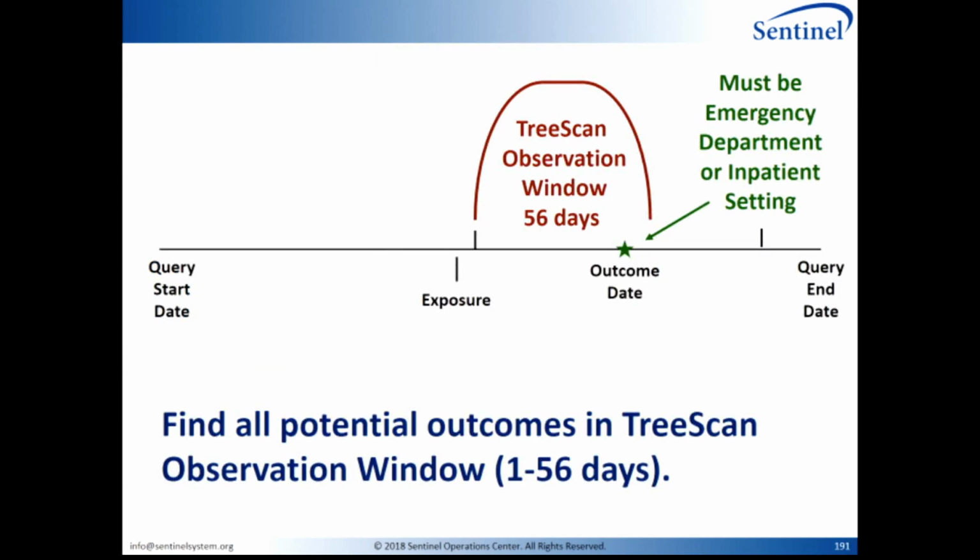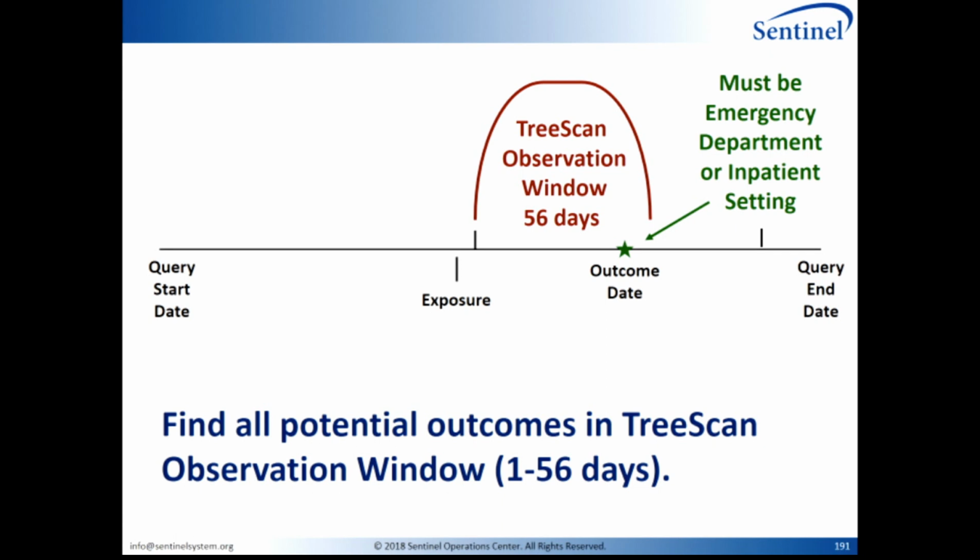Then we're going to detour a little bit from the design that we talked about earlier with Justin, because in TreeScan, what you actually do is look for an observation window, which is an amalgamation of both your risk and control windows. You just put it all together and specify the start point and the end point. In that window, you're going to pull out any outcome that you define in whatever setting you want. We define the emergency department or the inpatient setting as a proxy for something serious, but you can use any setting you want, and you can make it more restrictive if you want.